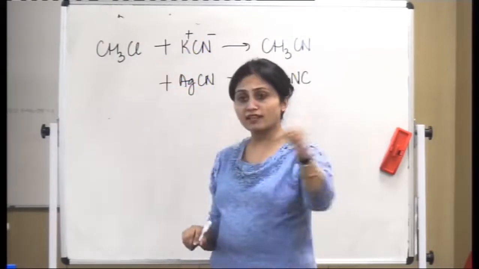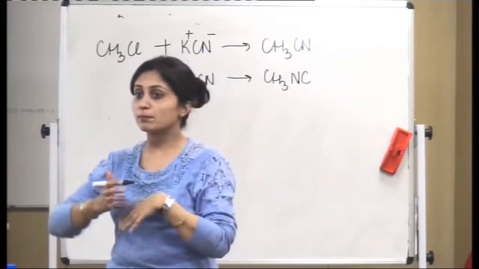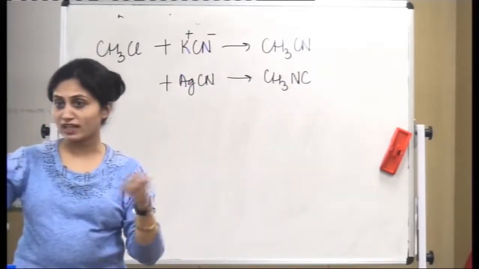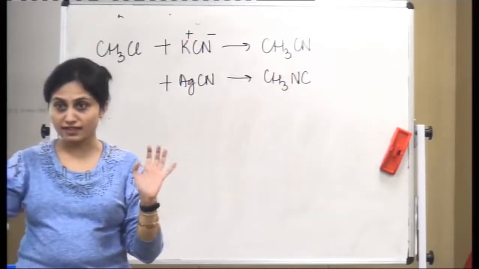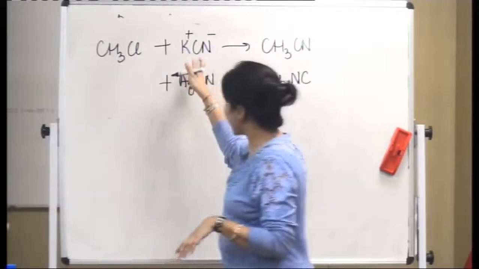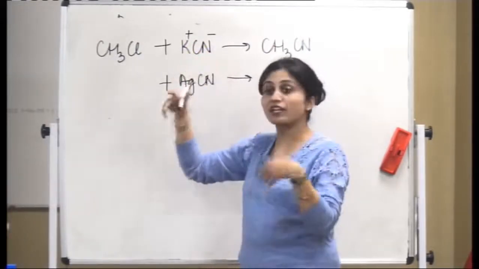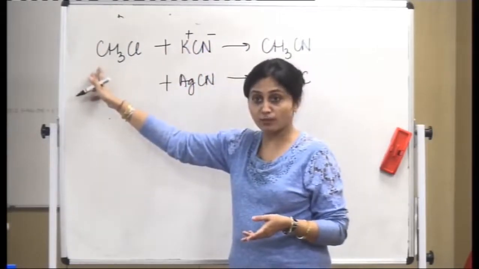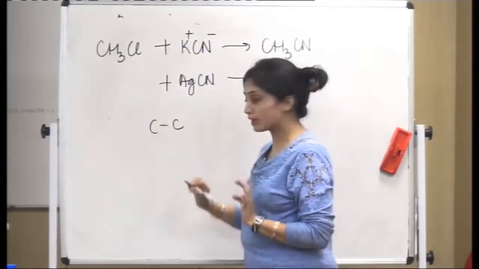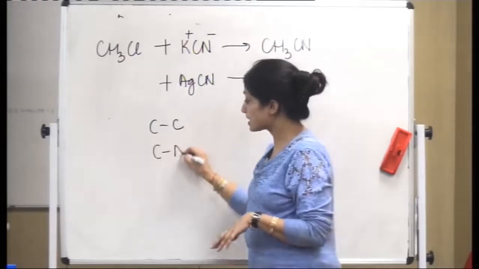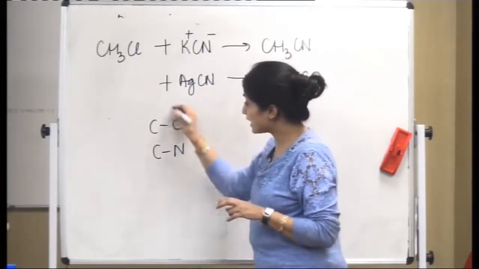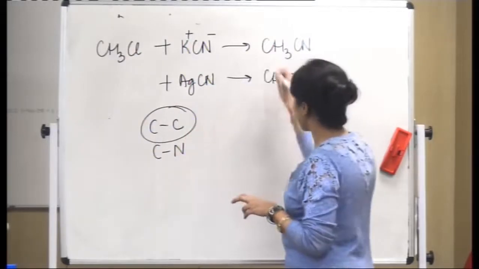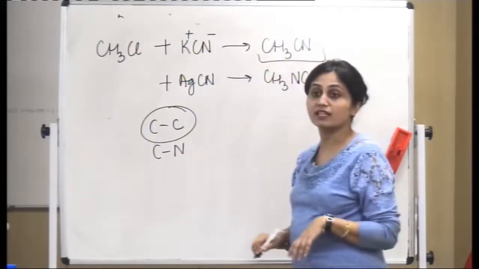The moment you add KCN in aqueous media it will completely dissociate into CN minus and K plus. K plus will move separately, CN minus will move separately. That is how it is going to happen. Now both carbon and nitrogen are free to form a bond with the carbon of CH3. So it can either form a C-C bond or a C-N bond. Because the C-C bond is stronger than the C-N bond, the major product is a cyanide here.